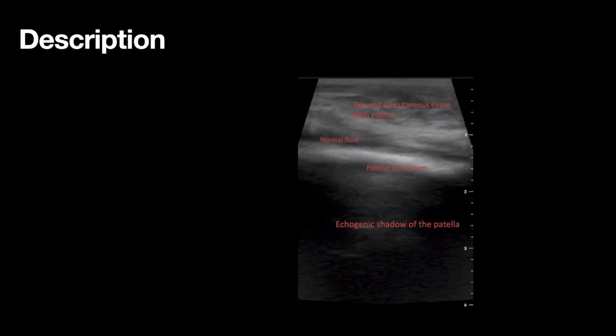Here, again, we have the periosteum, the patellar periosteum. There is a little bit of normal fluid here, probably the prepatellar bursa, and then skin and subcutaneous tissue with a little bit of edema and echogenic shadow of the patella.